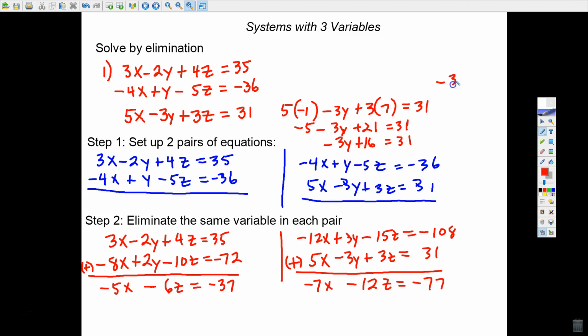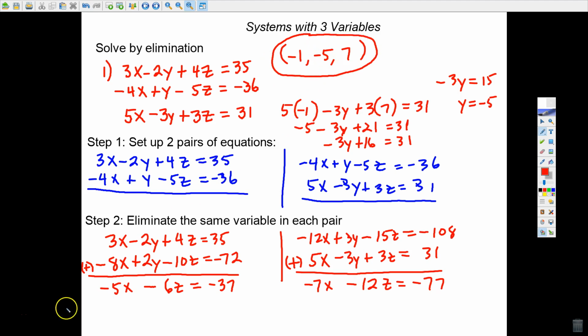So negative 3y is, if we subtract 16, is equal to 15. And y is equal to negative 5. So the answer will be presented as an ordered triple. And you just put them in order. X is negative 1, y is negative 5, and z is 7. And that's our answer to this first example, solving by elimination.